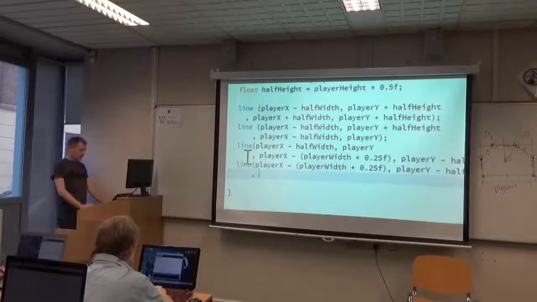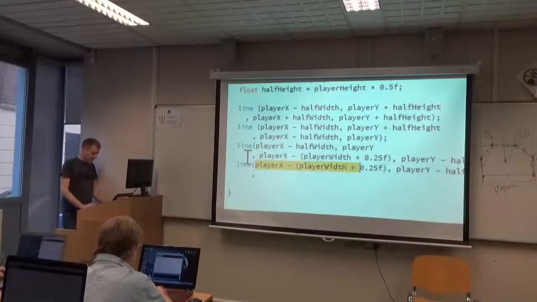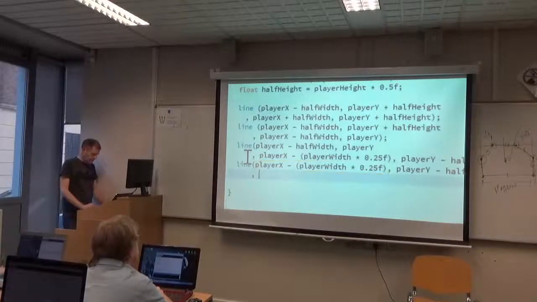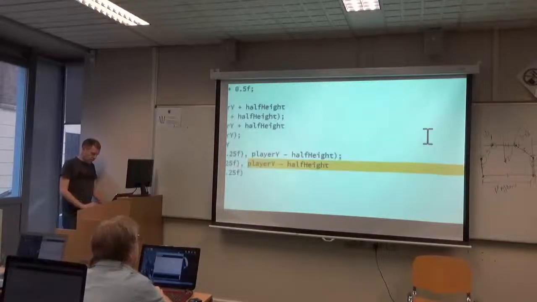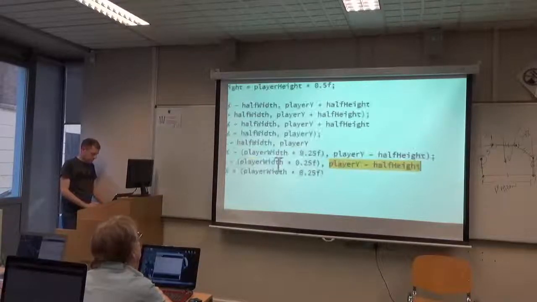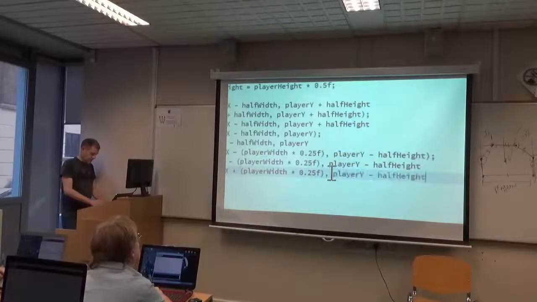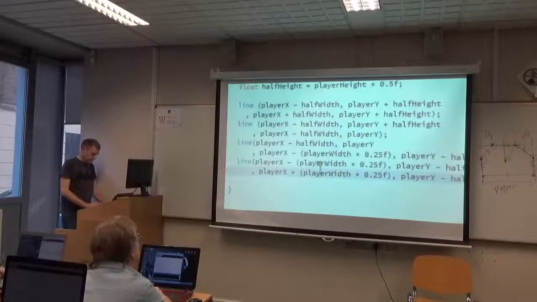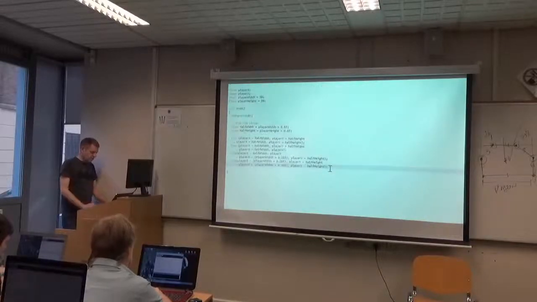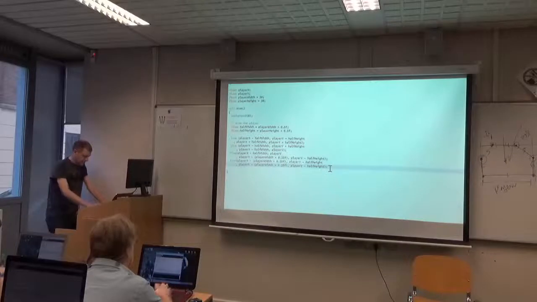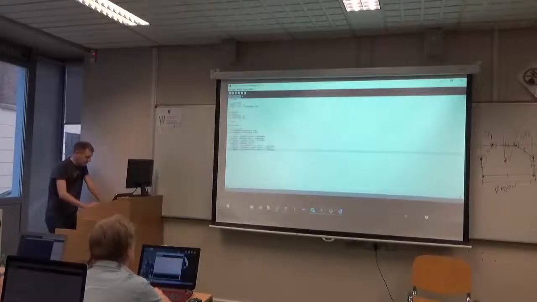What are we drawing here? We're drawing the line that goes across the top. So this is going to be player x plus this value here. And the y-coordinate is going to be this y-coordinate here, because the y-coordinate for this one is the same. I think at this point, it's probably a good idea to run it and see what it looks like, to make sure that we've calculated those correctly.